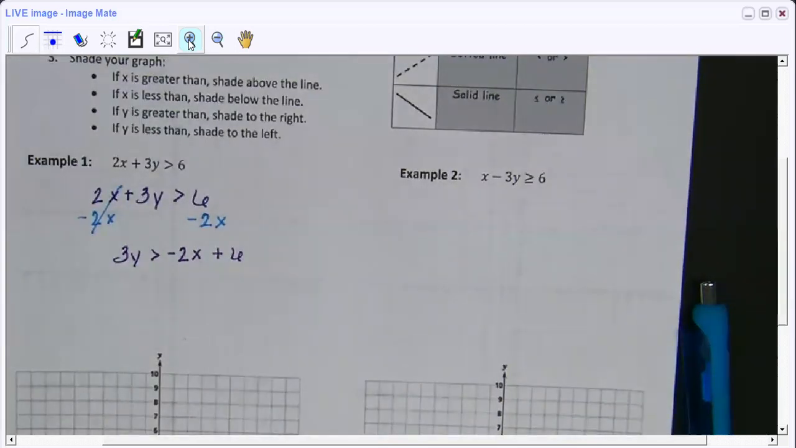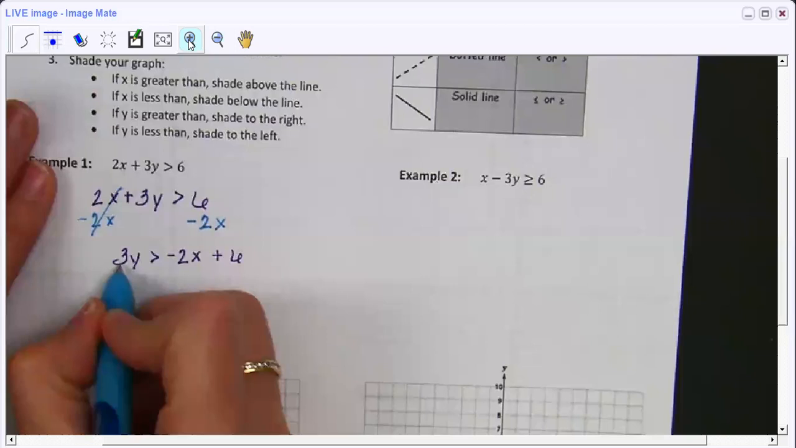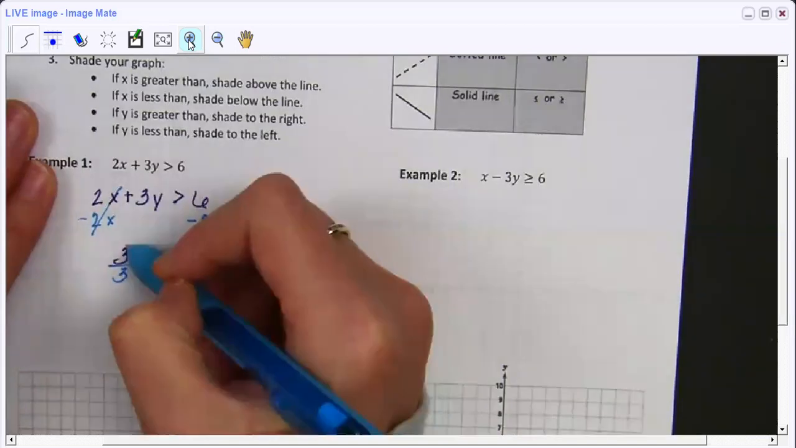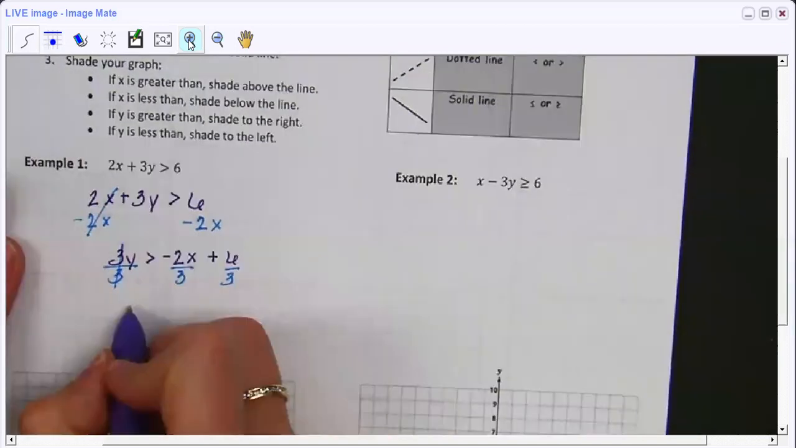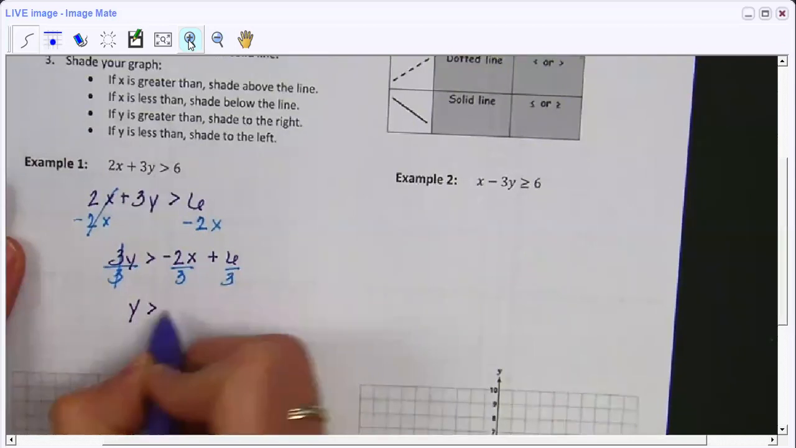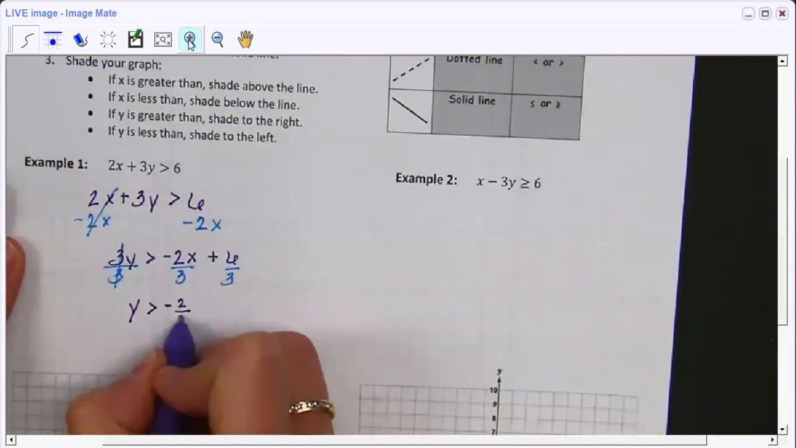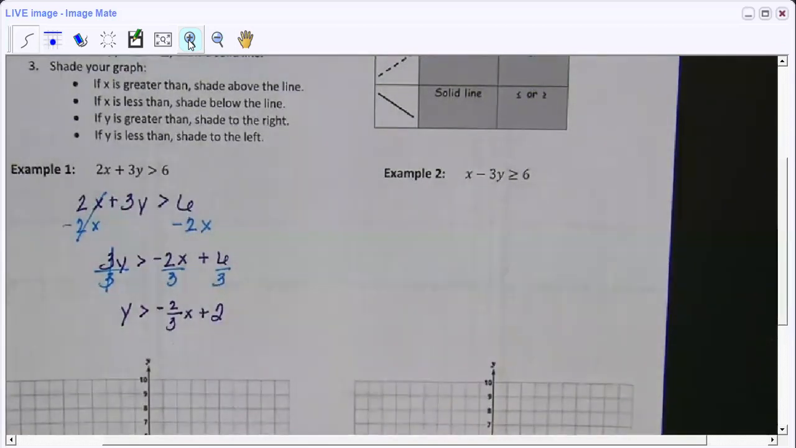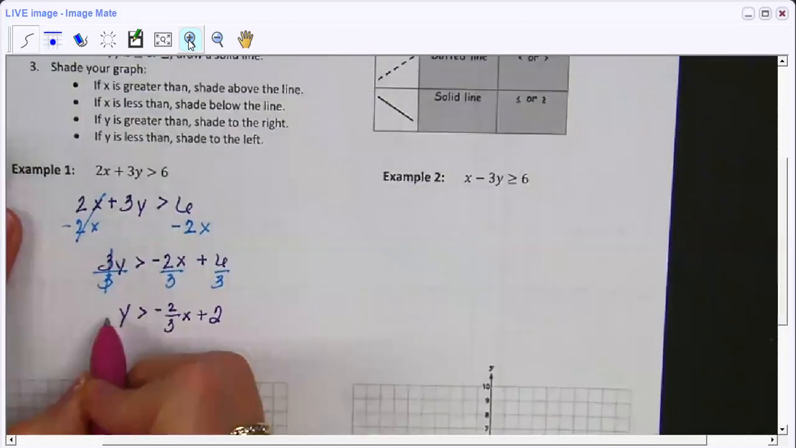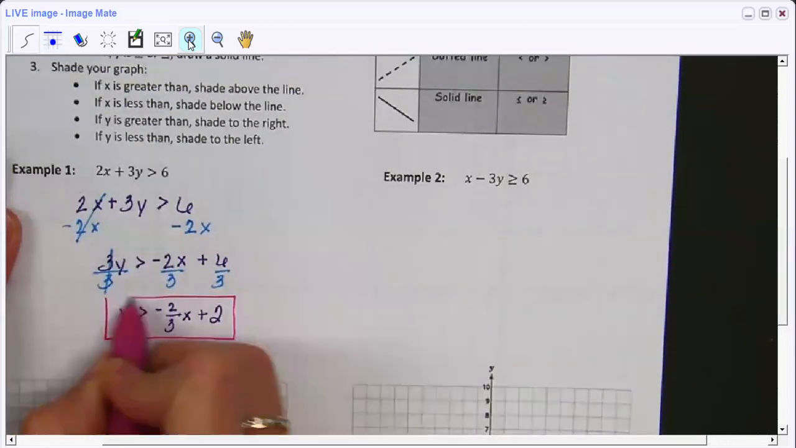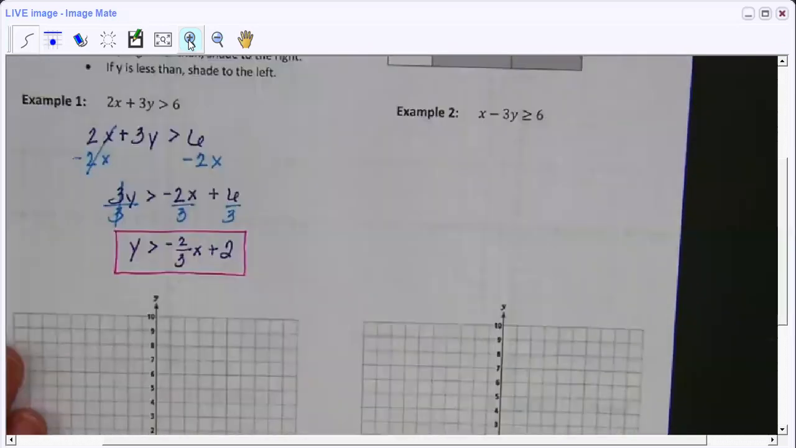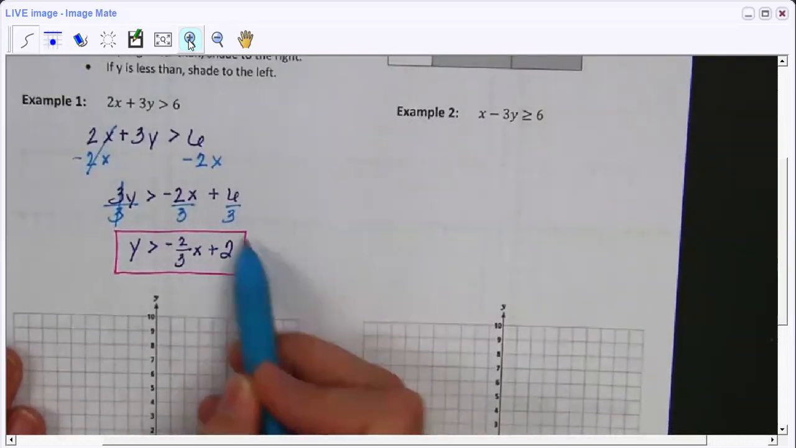To continue to isolate that y, I need to divide by 3, and this is not anything new. We've been doing this pretty much all year. And I end up with y is greater than negative 2/3 x plus 2. Okay. So this is my inequality in slope-intercept form. And now I am going to graph my line. Okay. So I'm going to plot a point at my y-intercept, which is 2.